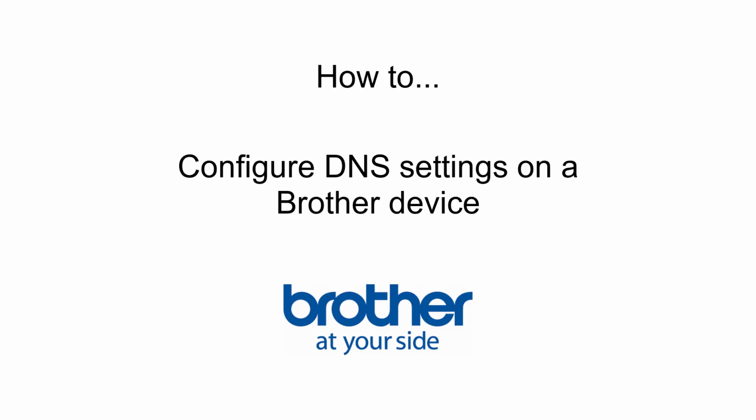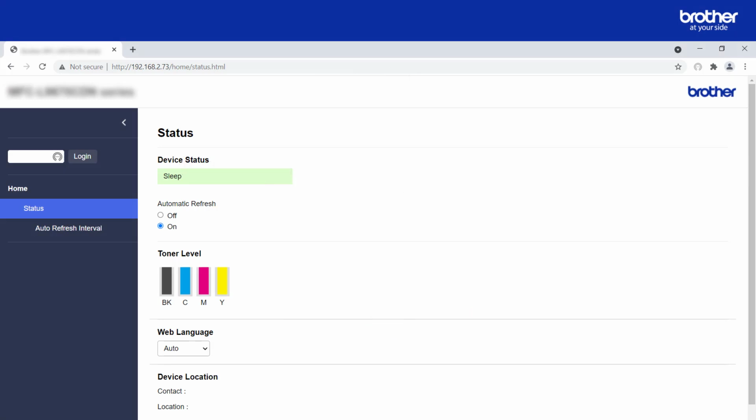How to configure DNS settings on a Brother device. To do this from a web browser, type the IP address of your Brother device in order to access its internal web server. Then type in its admin password and click the login button.